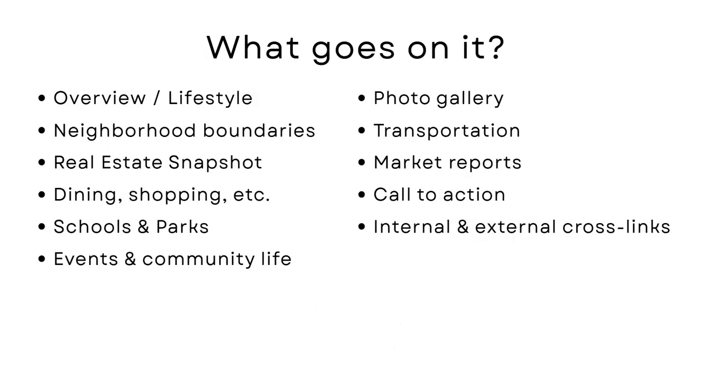So, what goes on it? We're going to start with an overview and lifestyle description. So, what it's like to live there. You might want to show a map with some clear neighborhood boundaries, maybe a real estate snapshot, and then bring in lifestyle elements like dining and shopping, schools, parks, events, and community life stuff.